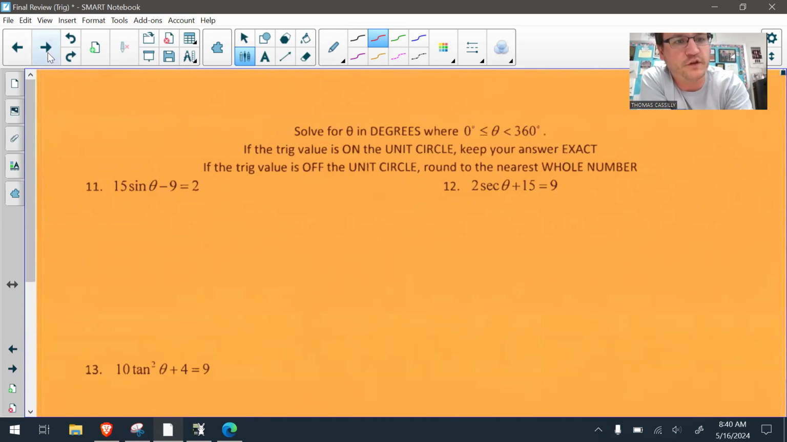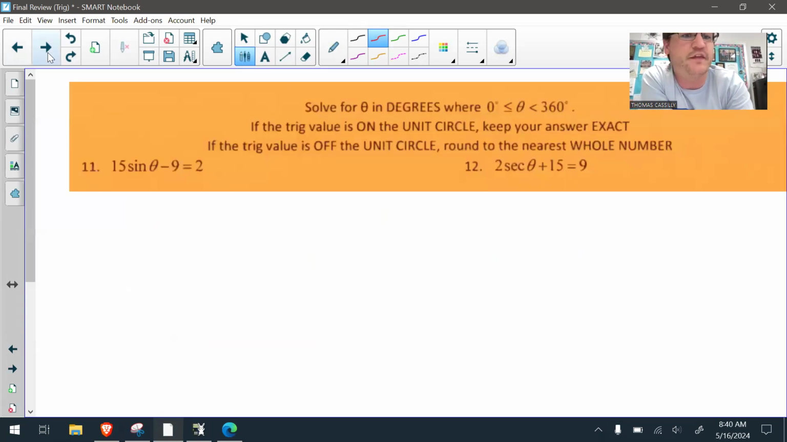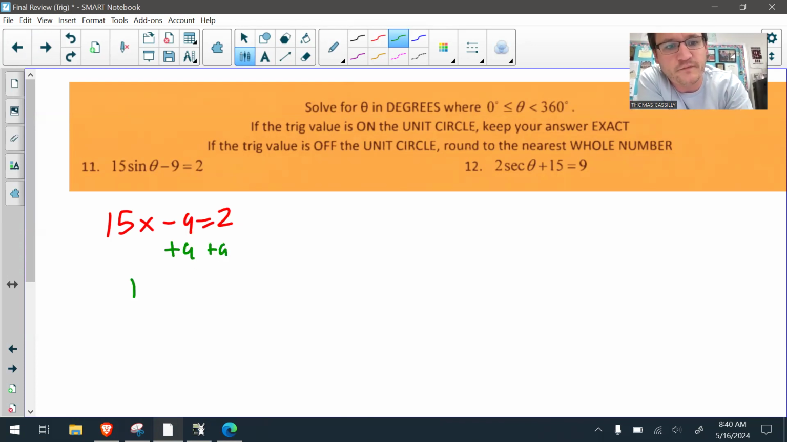So if you look at this first one here, you said 15 theta minus 9 equals 2, right? So just treat it like any other algebra equation. Instead of a sine of theta, think of it as 15x minus 9 equals 2. All right, how would you solve that? Well, the first thing you do is you add 9 to both sides. You'd have 15x equals 11, then divide the 15 away, and you have x is 11/15.